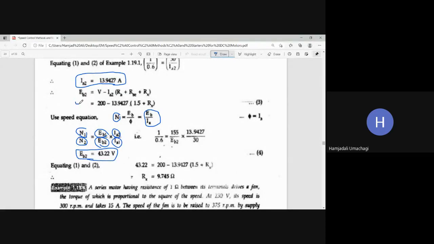So here I will take this 43.22 volts in equation number 3. Here we have found the value for Eb2 also. So Eb2 is known, 200, 13.9427, everything is known. What is unknown from equation number 3 now? RX. Only RX is unknown.